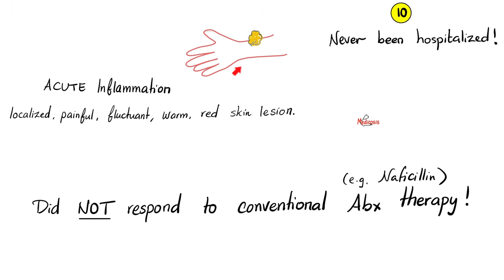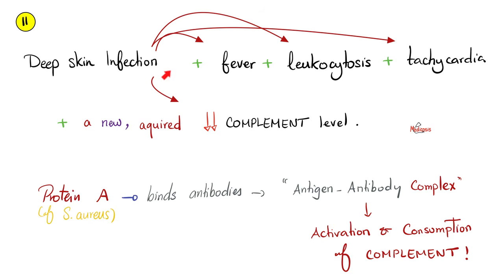Why didn't the skin infection respond to conventional antibiotics? Because this was MRSA. But the patient has never been hospitalized. Yes, nowadays MRSA is prevalent even in the community. It's no longer peculiar to a hospital setting. Why did this patient have bacteremia and hypocomplementemia? It was caused by protein A, which belongs to staph. It's one of the virulence factors, triggering an antigen-antibody complex, activating and then consuming all of my complement. I ended up with hypocomplementemia.